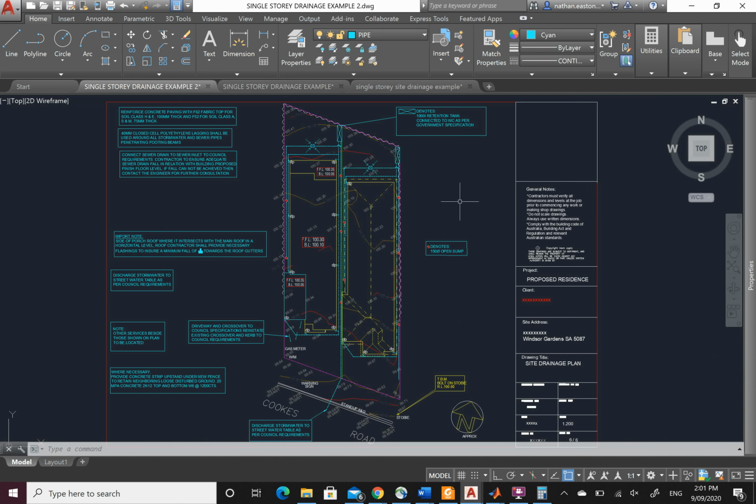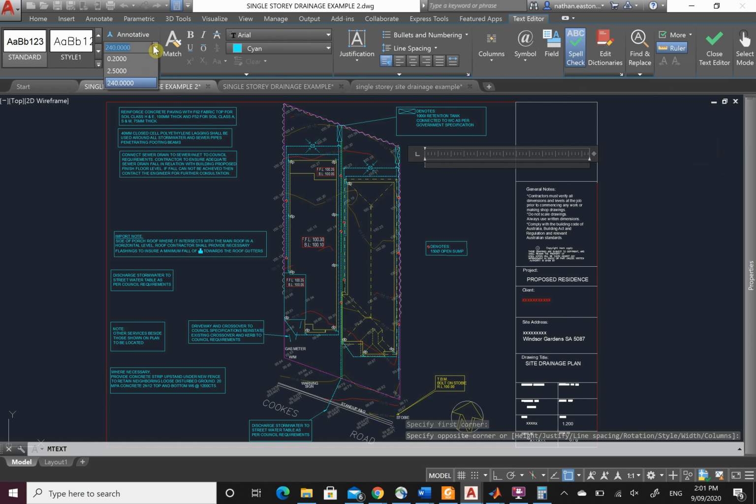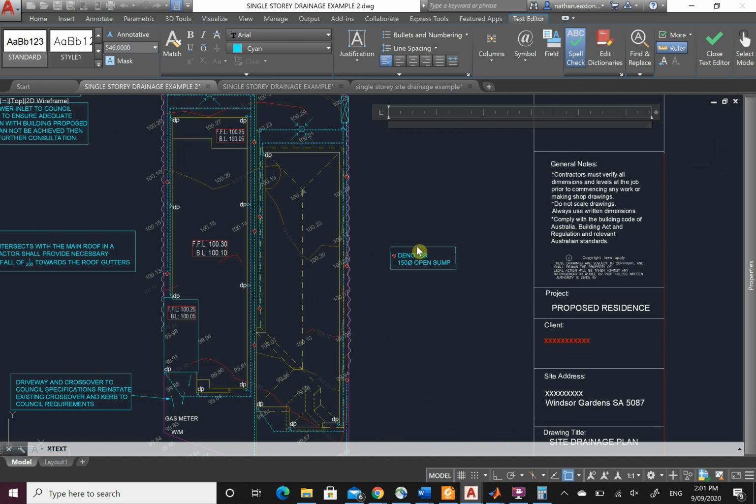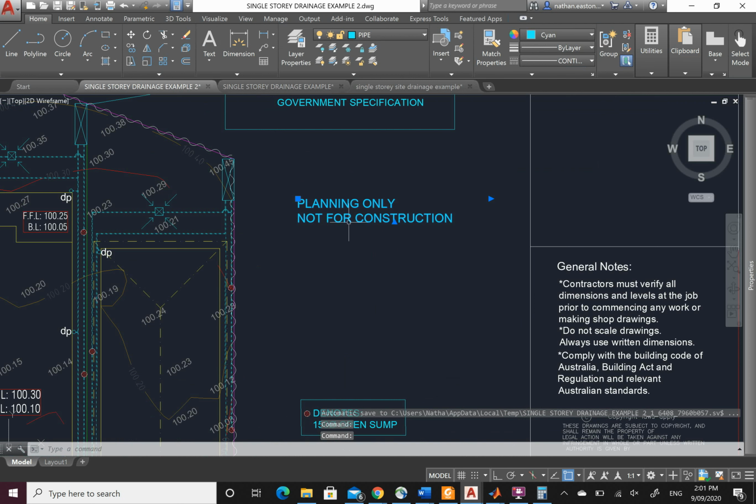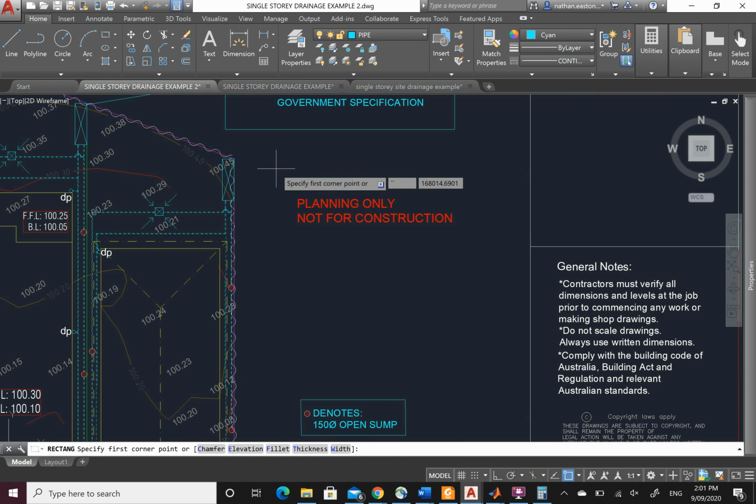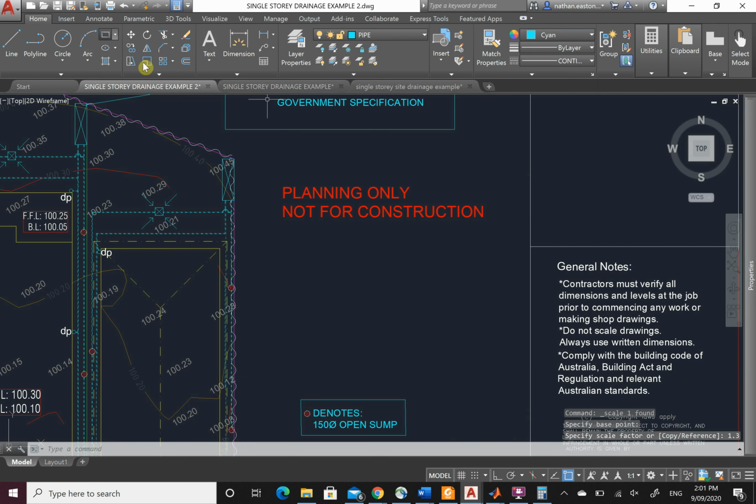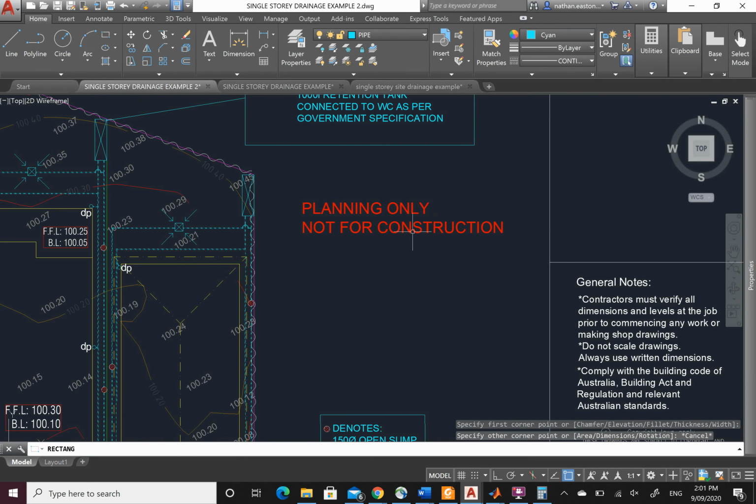These will come through towards our planning approval. So one very important thing that usually we stamp on all of our drawings, depending: for planning, they have to be there. For construction, obviously it's not. But we go planning only, not for construction. These ones here, usually we stamp in red. We make them slightly bigger. So I suppose I have to probably be able to scale it up. And we make sure that we stamp them.